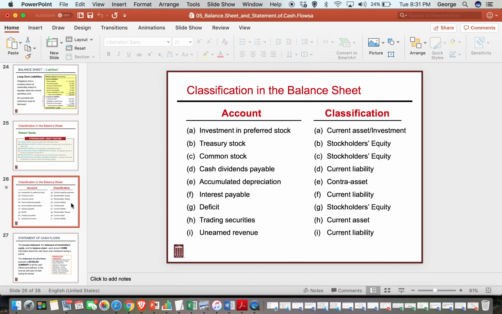Accumulated depreciation would be a contra asset, so an asset account with a credit balance. Interest payable would be a current liability. Deficit would be something shown in the stockholders' equity section. Trading securities would be a current asset, unearned revenue, a current liability.